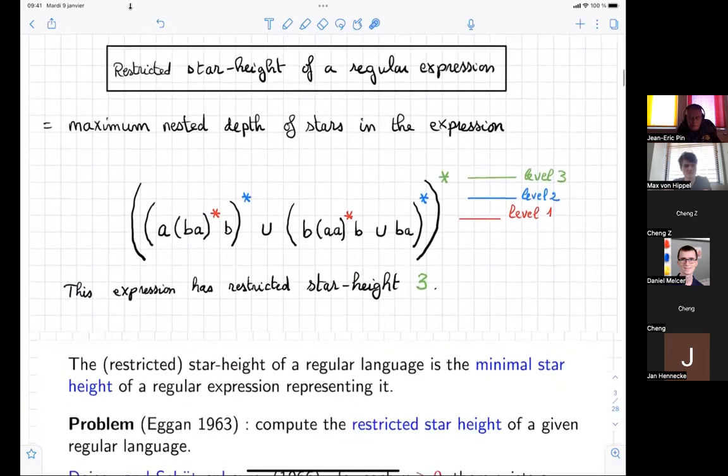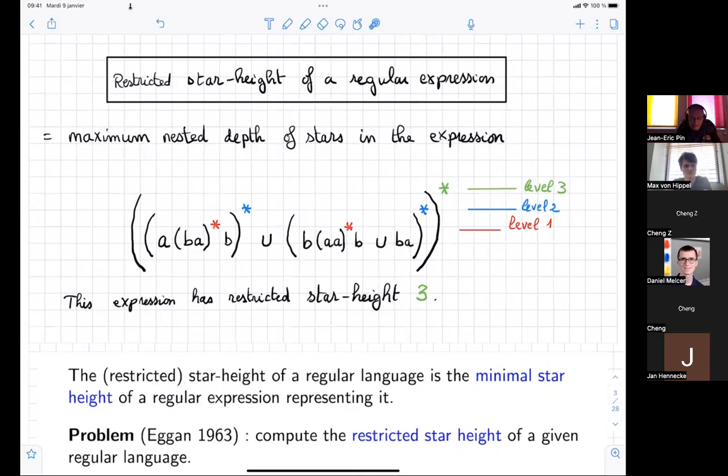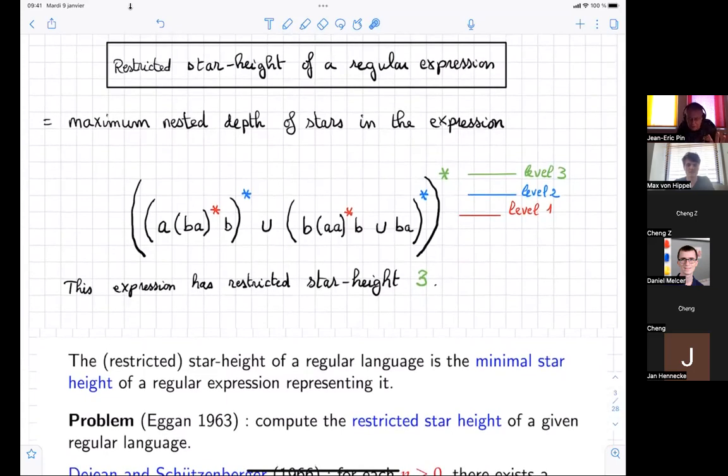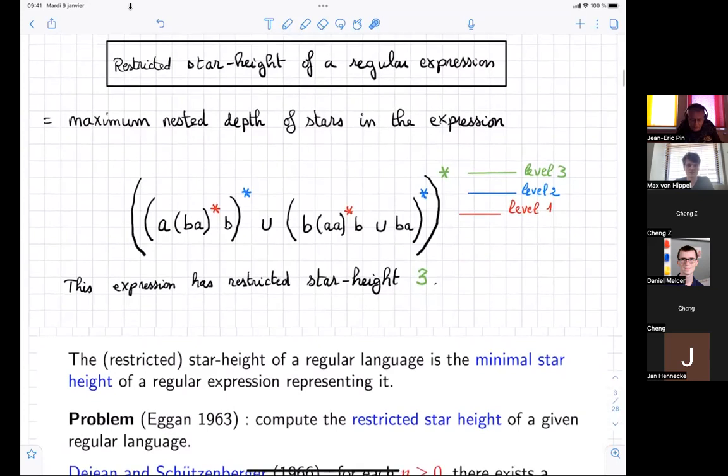And so this problem was asked back in 1963, a long time ago, almost 60 years ago, which was: given a regular language, can you compute its restricted star height? And to start with, are there any languages of star height 0, 1, 2, 3, n? And this problem has been completely solved. So let me just briefly review this.